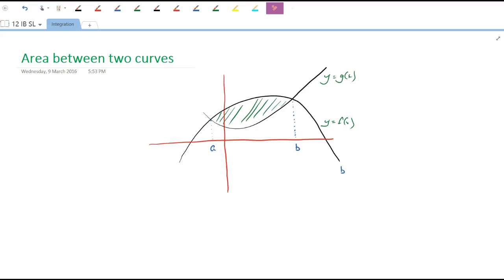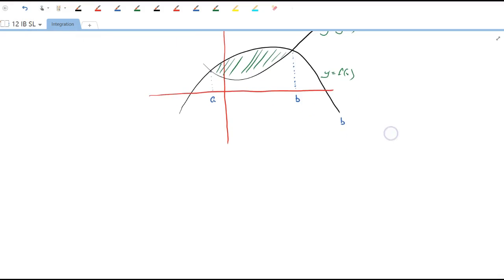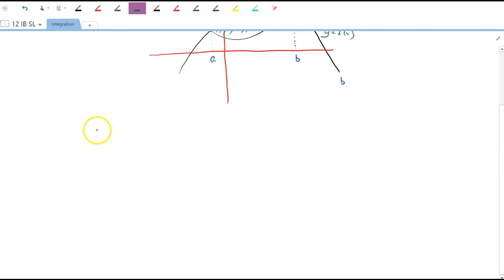Right, we're going to take a look now at the area between two curves. We've been looking at integration, and we've also looked at area and its relationship to integration, and how integration helps us with calculation. Now, just another quick little recap here.